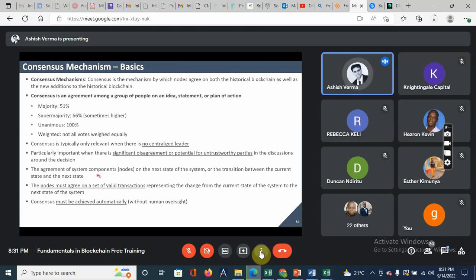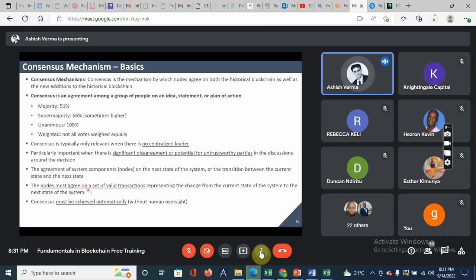Consensus is the agreement of system components, which are the nodes, on the next state of the system, or the transition between the current state and the next state. So the current state is, let's say, I want to transfer this money to B. This is the first state, and when the money is transferred, it will be credited to the wallet of B. Then that becomes the second state. So nodes agree whether the transition from the first state to the second state is correct and done in a trustworthy manner. If it's not, then they reject that particular transaction.